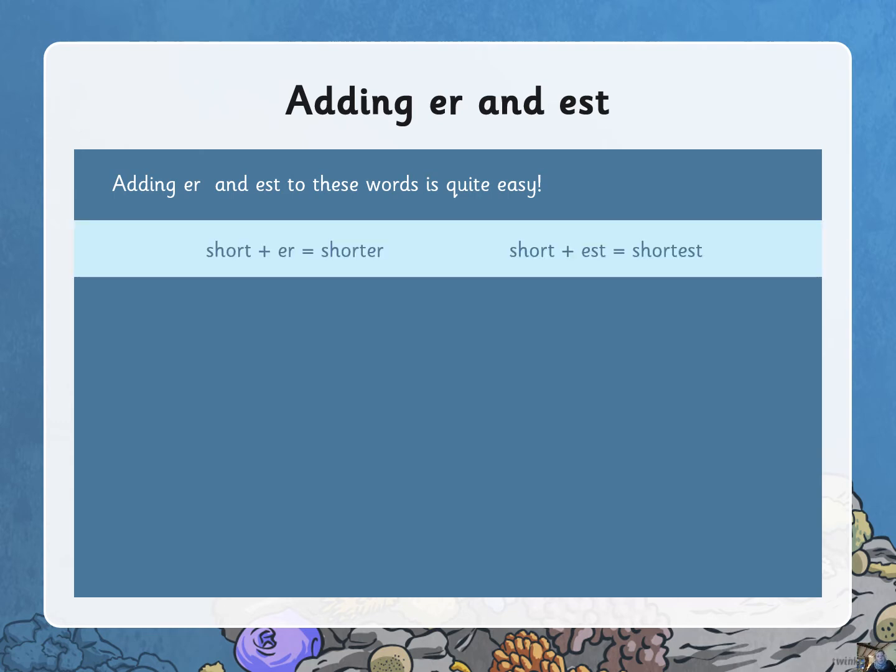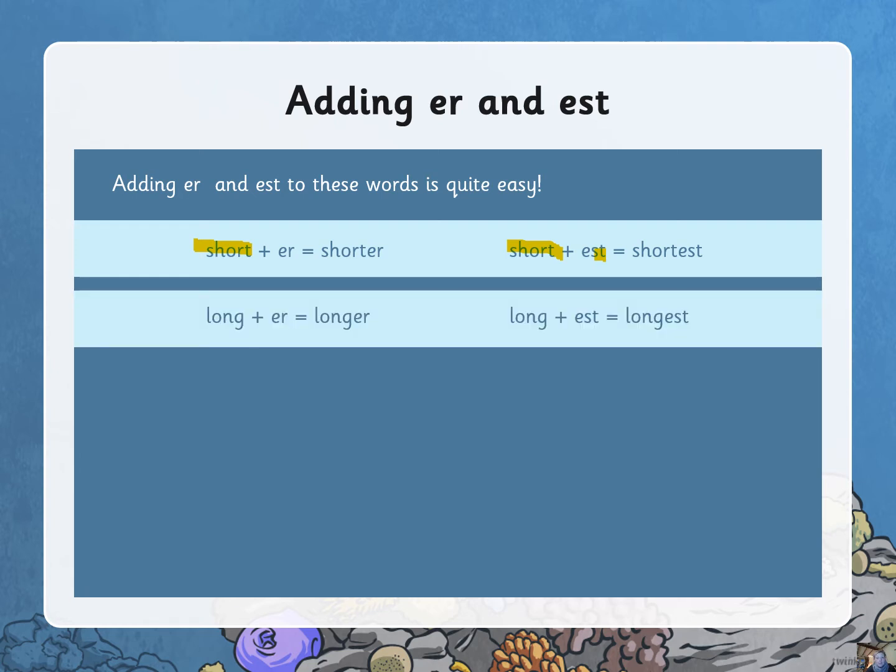So for example, short, you add er, just becomes shorter. And short, add est, becomes shortest. Nothing changes. The root word, and here is our root word, stays exactly the same. We just add on the suffix. The same with the word long. Long becomes longer or longest. But nothing changes. The root word stays exactly the same. We just add the suffix.